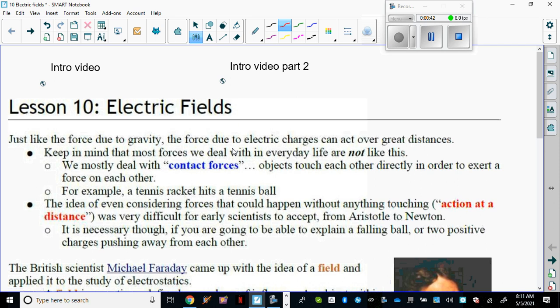Just like force due to gravity, the force due to electric charges can act over great distances. So we're going to make a lot of comparisons in the study of electric fields with gravitational fields. Why? Because they're very similar, and they're different in some respects. Electric fields can be repulsional or attractional, whereas gravitational fields are only attractional. They only attract. So that's the major difference.